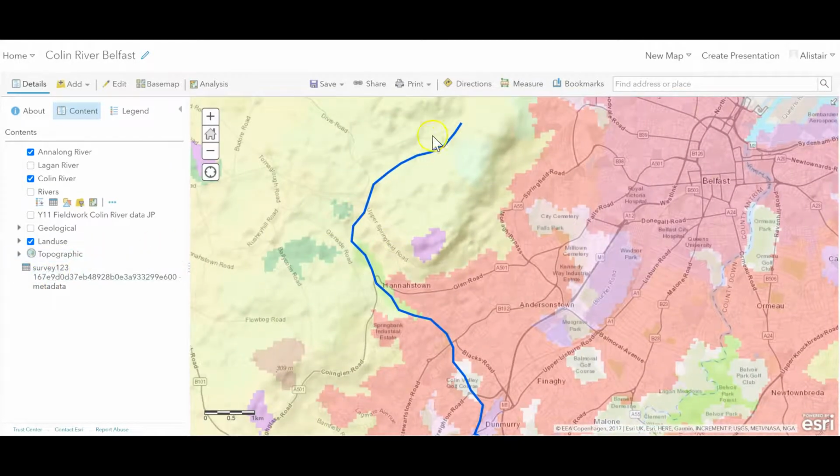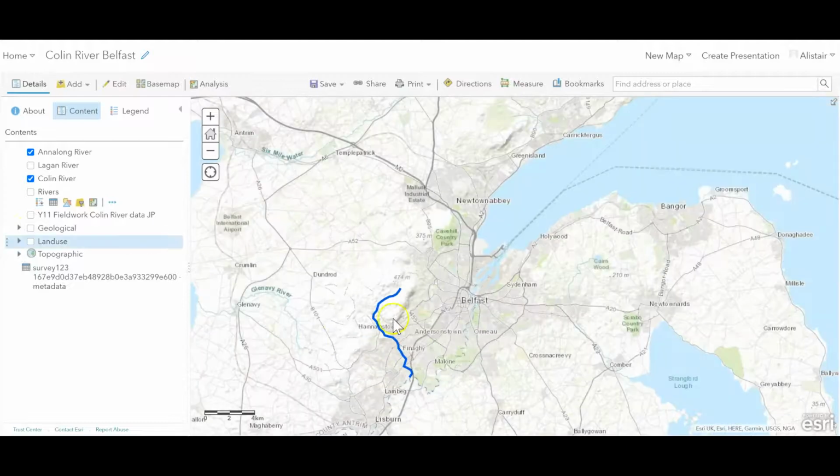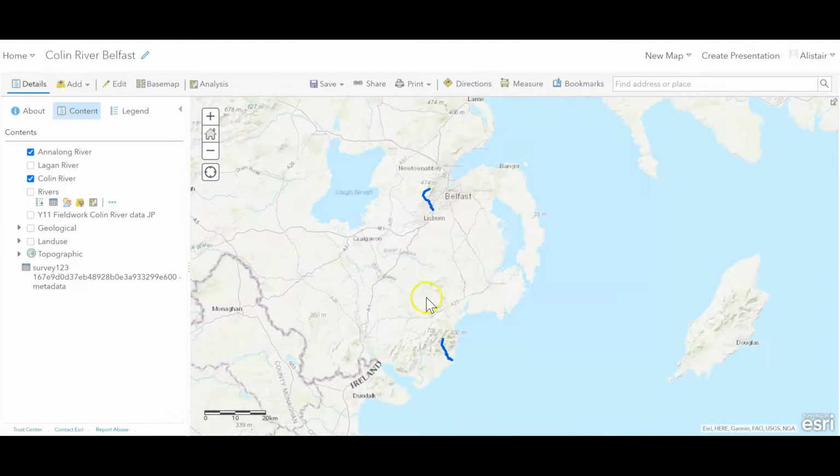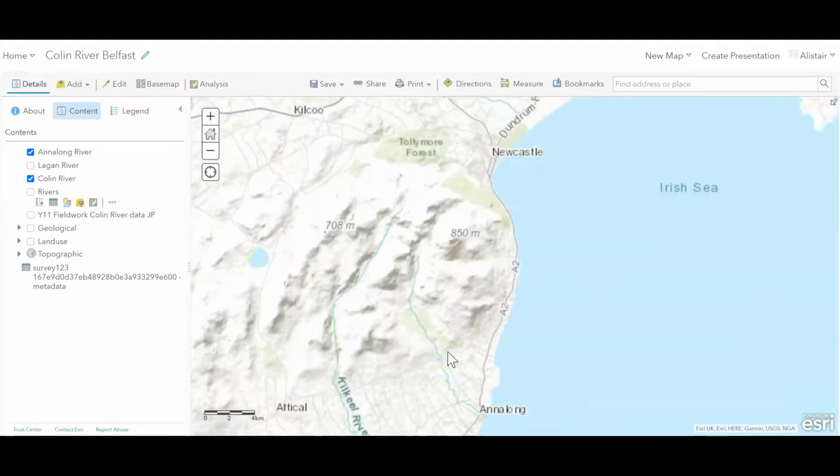So there are two things that in particular change as you move downstream with the Colin River that make it quite interesting to explore. But what if we were to look at the Colin River and compare it to somewhere different in Northern Ireland? The Annalong River down here in the Mourne Mountains. Let's go down and have a little bit of a closer look at the Annalong River.